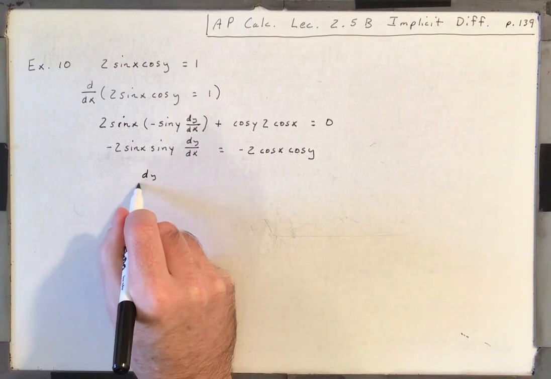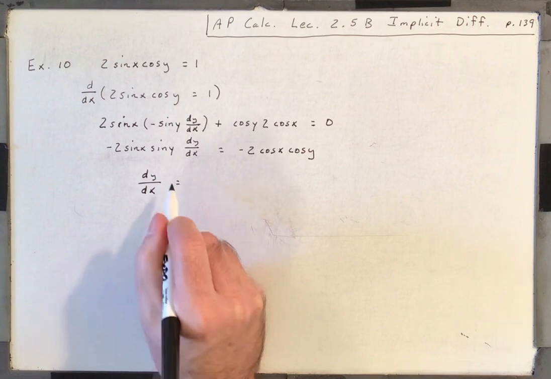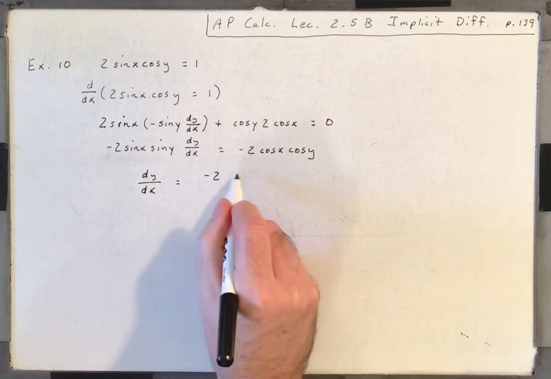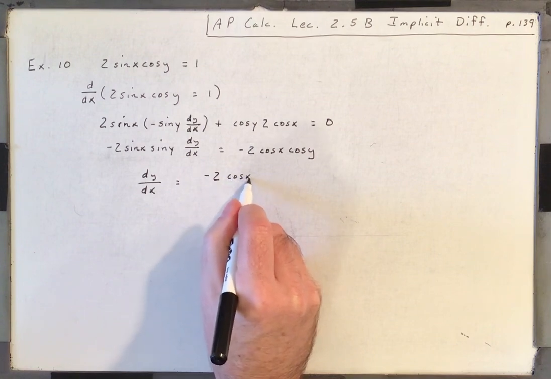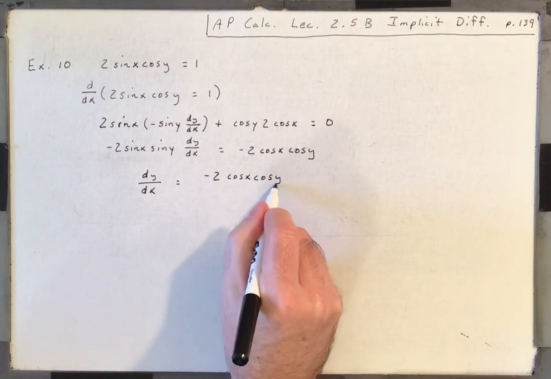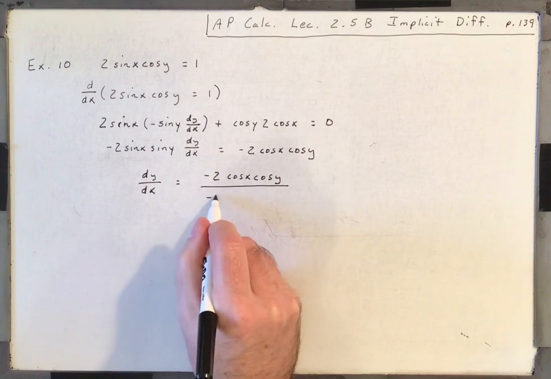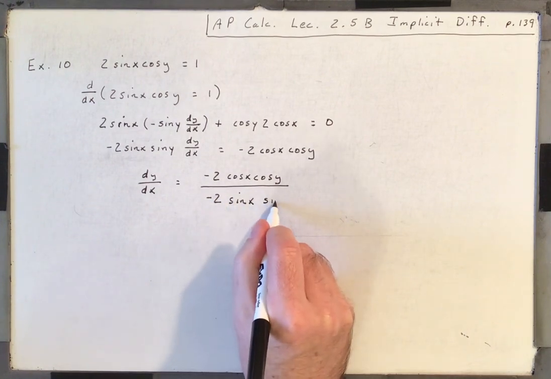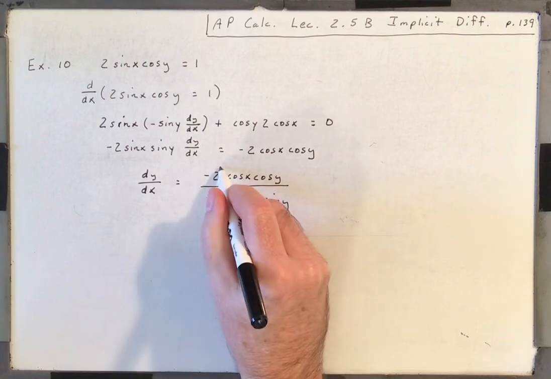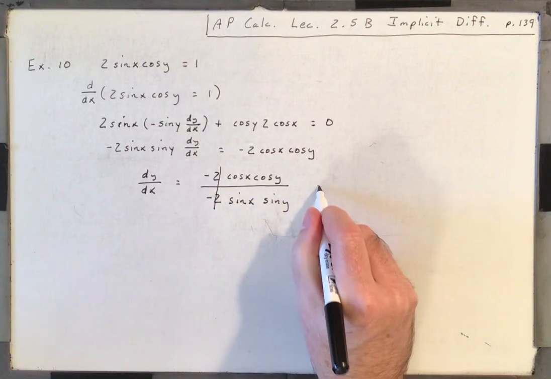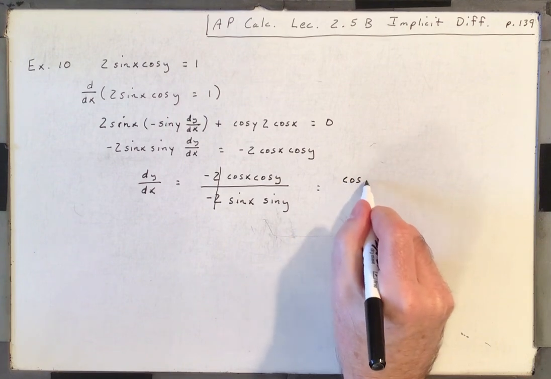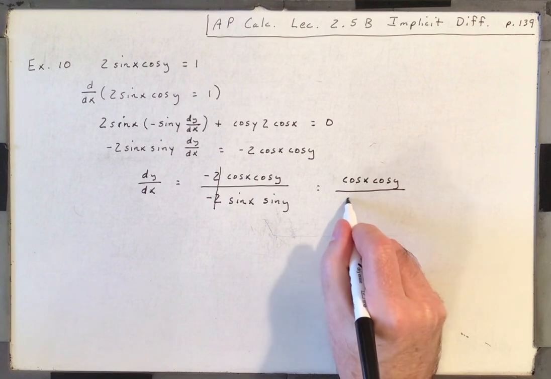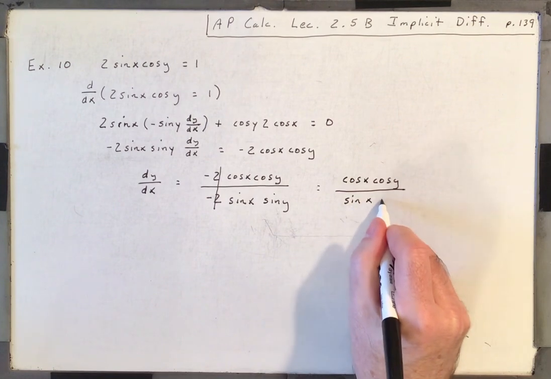Now solving for dy dx, I'm going to bring that minus 2 sine x sine y underneath. So I have minus 2 cosine x cosine y over minus 2 sine x sine y. The negative 2's will cancel. So we have cosine x cosine y over sine x sine y.